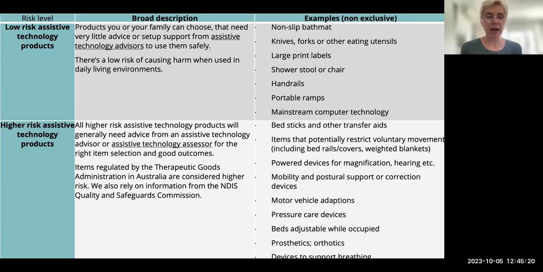So even though they might be under the $15,000, and a lot of those things are definitely not over $15,000, they're a higher risk item. So they're going to require more assessment and more justification for the NDIS to approve, or for a plan manager to approve.